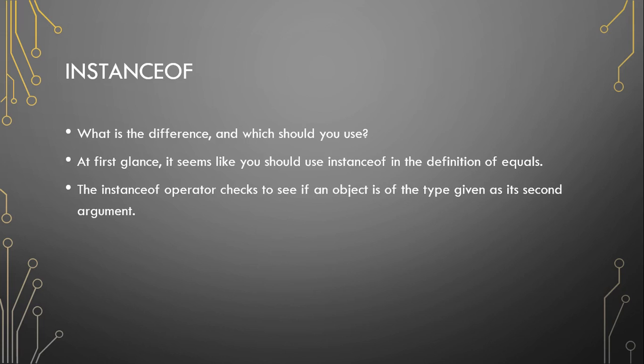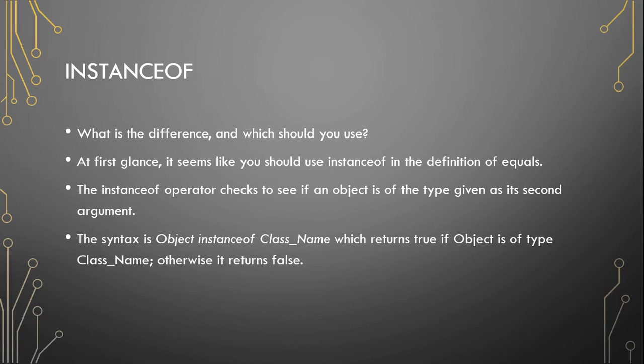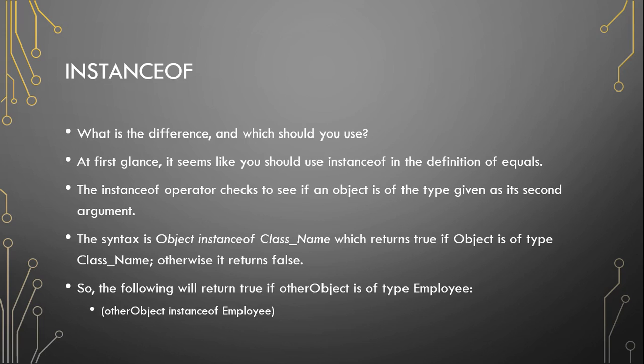Now, the instanceof operator checks to see if an object is of the type given as its second argument. The syntax is object instanceof ClassName, which returns true if the object is of type ClassName, otherwise it will return false. So here's a quick example. The following will return true if the object type is Employee: otherObject instanceof Employee.